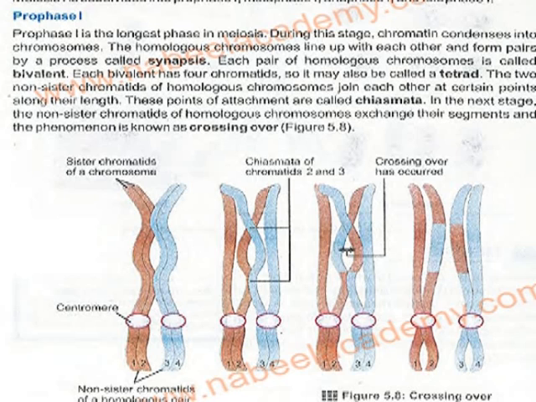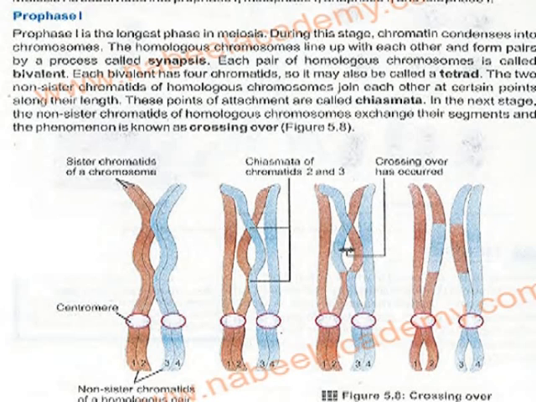Now coming back to the points which are mentioned in the book. This is your textbook. Now prophase. When does synapsis happen? During prophase 1. Understand? The homologous chromosomes line up with each other. You know what is homologous. They form pairs. You already know.